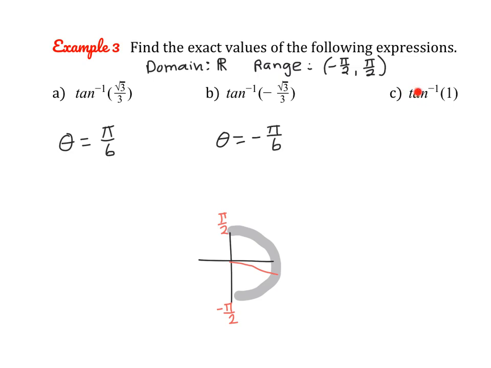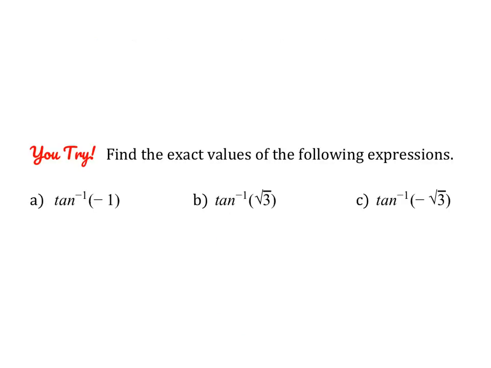And last here we have the arctangent of positive 1. Since this is positive, we will be in quadrant 1 because that's where tangent is positive. And we know that the angle that yields that value is pi over 4. Okay, so here, go ahead and pause the video and give these last 3 a try.